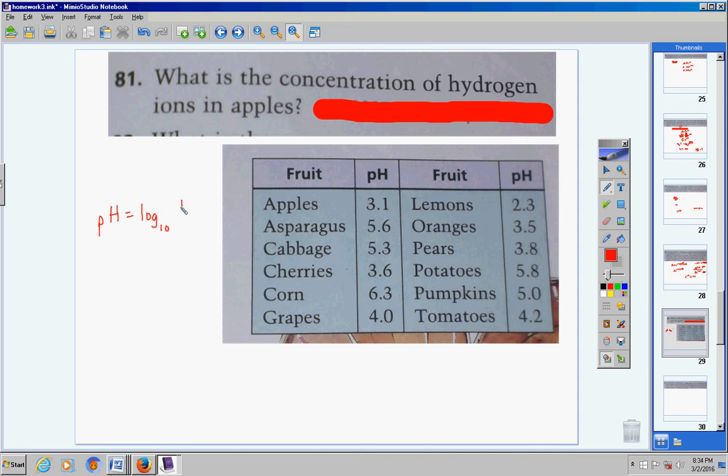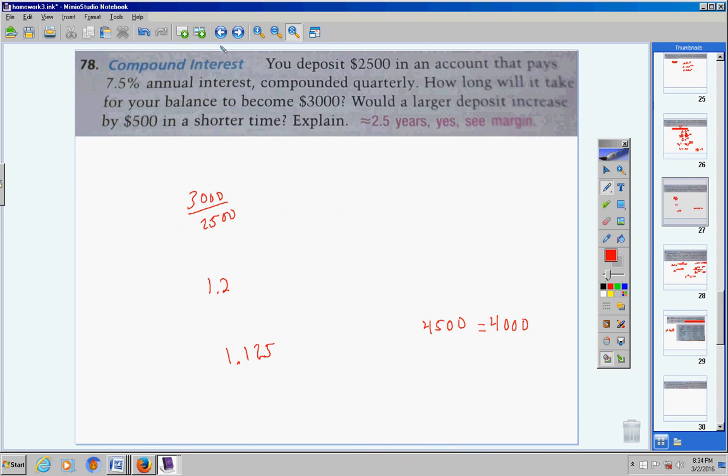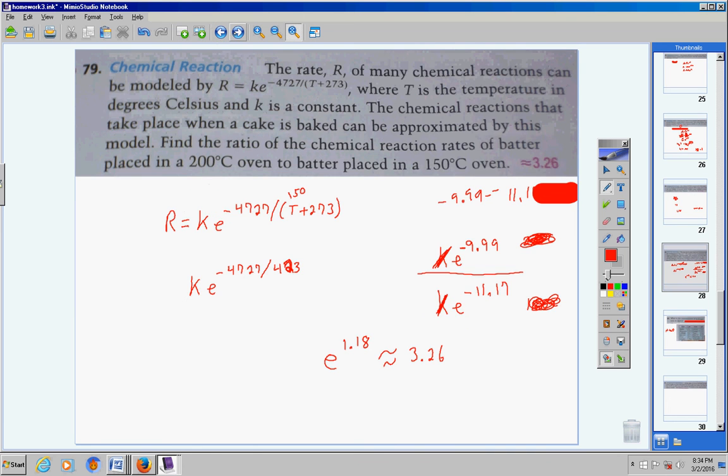I hope you guys, you're probably getting really frustrated and you're probably thinking these are tough, but guys, all that we're doing is just substituting numbers in for variables and then simplifying. That's all that we're doing, guys, really. Same thing here.